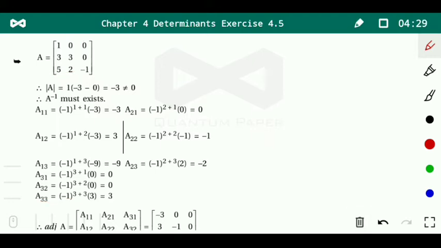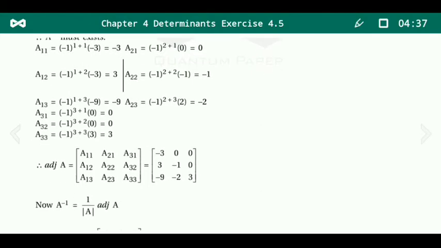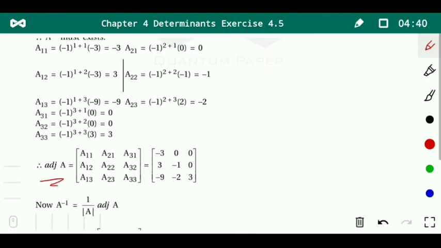Now we have to put the values of all cofactors in the adjoint of A. Now see, adjoint of A is equal to capital A11, A21, and so on, written column wise. Row to column, we have to convert into transpose form. Already we have studied in chapter number 3, matrices, how to find the transpose of a matrix. So we have to write in transpose form: A11, A12, A13, A21, A22, A23, and A31, A32, A33. Now put the values of all cofactors in this formula, so it gives the adjoint of A.